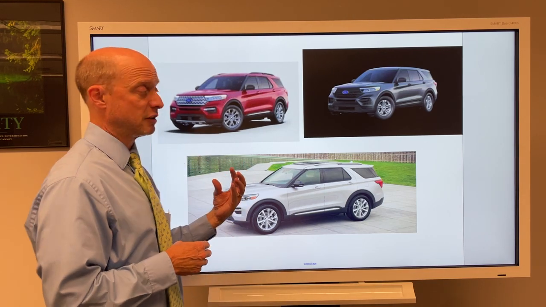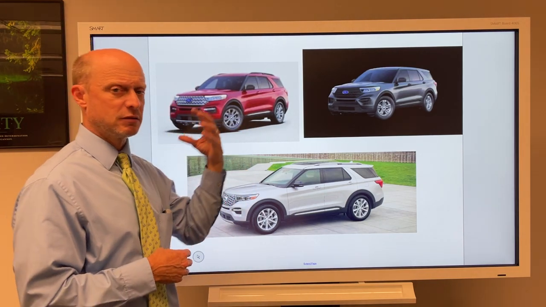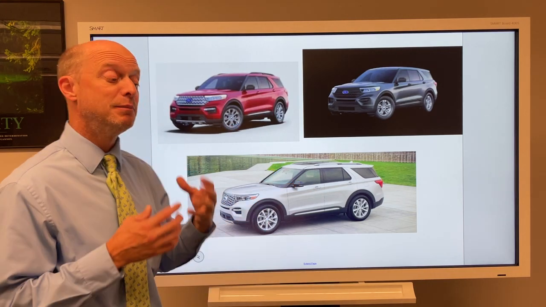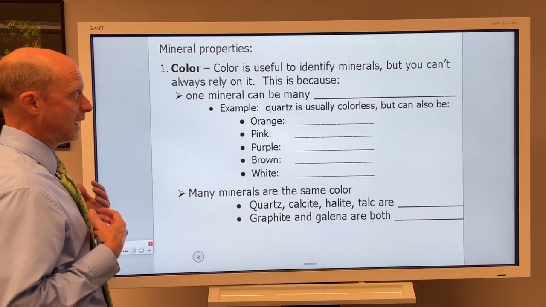You have these other characteristics of the shape of the headlights or the shape of the body or whatever that may be. And minerals are the same way. That's my point of why I bring this up.